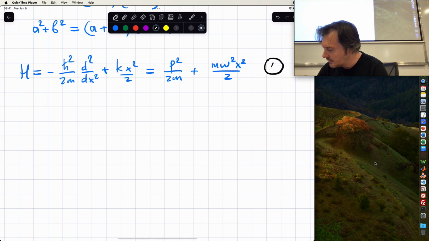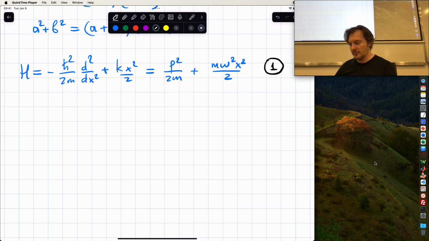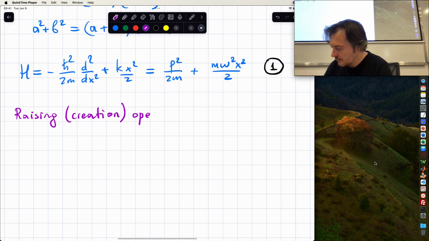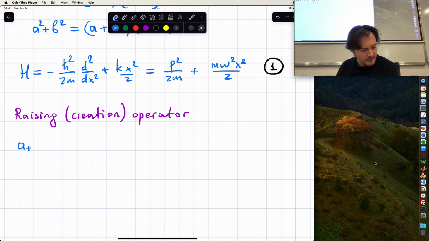I'm going to be heavily relying on my notes here just to make sure. So this is equation number 1. Equation number 2 is actually a definition. I'm defining something called a raising operator, or creation operator. I'm going to define it like this, A plus. This is a definition, and you will see why it matters.